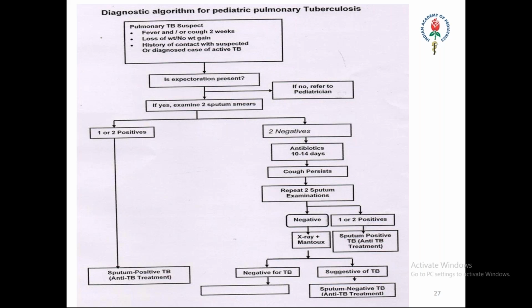So the first line investigation, sputum, is done. You have treated with antibiotic, again cough is there, again two sputums you are taking, and if it is negative, go with an X-ray or Mantoux. Negative for TB, it is a negative case, and suggestive of TB. If the X-ray or Mantoux is suggestive of TB, then you call it a sputum negative TB, so you will start anti-TB treatment. If on the repeat two examinations one or two are positive, again it is a clear-cut sputum positive case of TB, and you have to give the treatment.